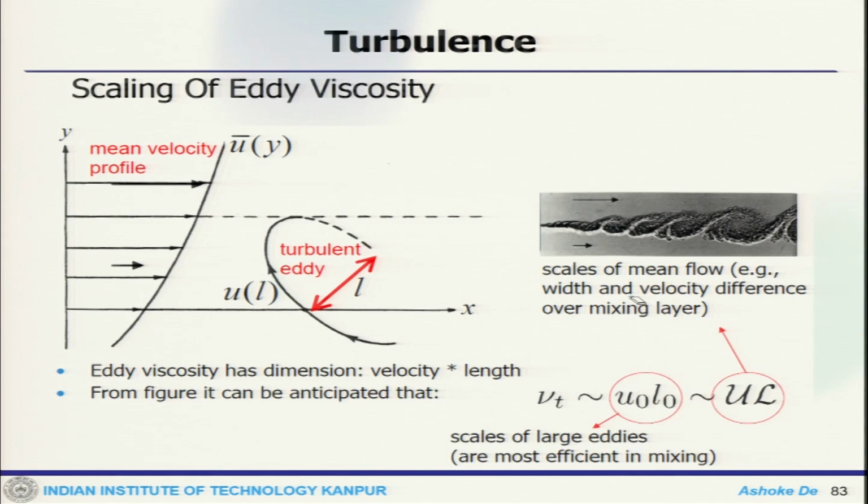Now, for the scaling of eddy viscosity, if this is the size of the turbulent eddy, having a velocity scale of U and a length scale L, and this is the picture of the shear layer, then the eddy viscosity is of the order of U into L. For the large scale it is UL, that is for the macrostructure scale, the large eddies, which allows more efficient mixing.